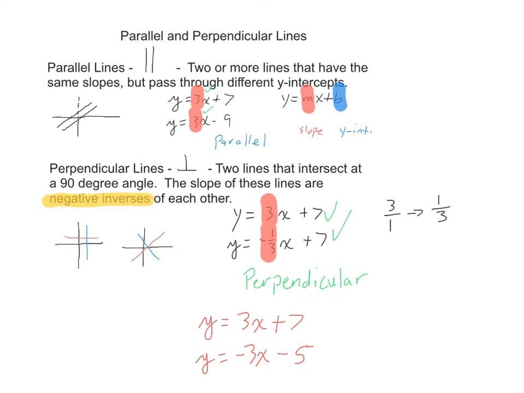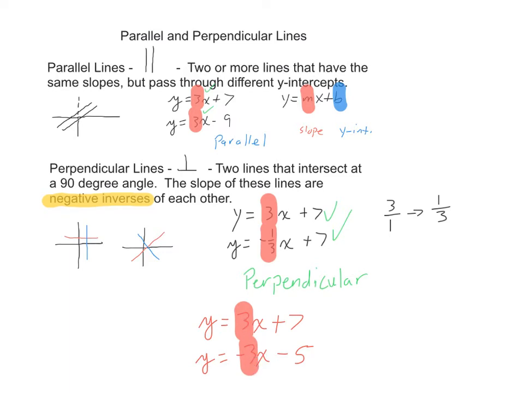Remember, B here, our y-intercept, doesn't matter for perpendicular lines. Doesn't matter at all. All we're looking at is that front number. You've got 3x and negative 3x. So we have to look to see if they are negative inverses. So we go from positive 3 to negative 3. So there's the negative part of it.